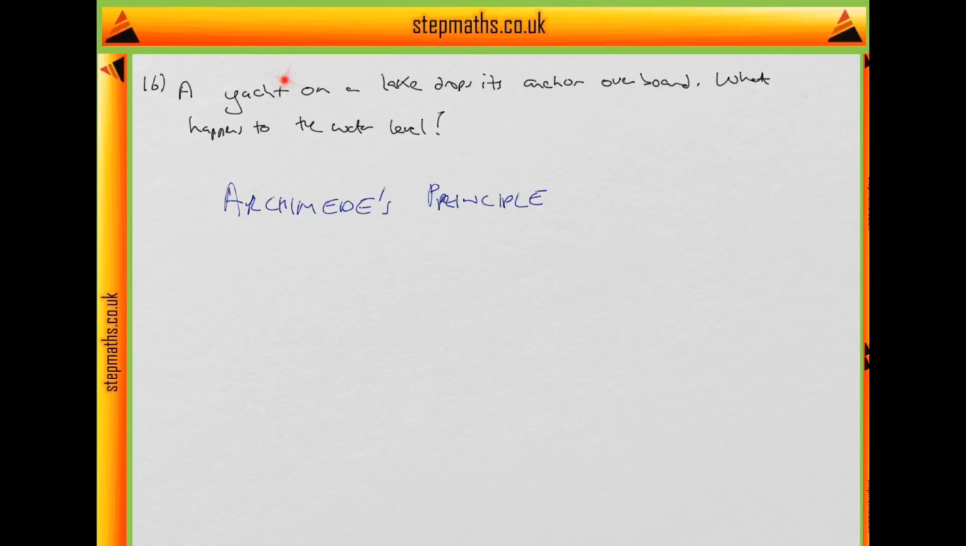So question 16 says a yacht on a lake drops its anchor overboard and asks what happens to the water level. Now, anything to do with fluids and floating and sinking is all to do with something called Archimedes' principle. If you haven't seen our video on this already, I would recommend you watch it. It explains the principles about floating and sinking much more clearly and much more thoroughly. But essentially, the idea is that when an object is partially or fully submerged in a fluid, the buoyancy force it experiences is equal to the weight of the fluid it displaces.